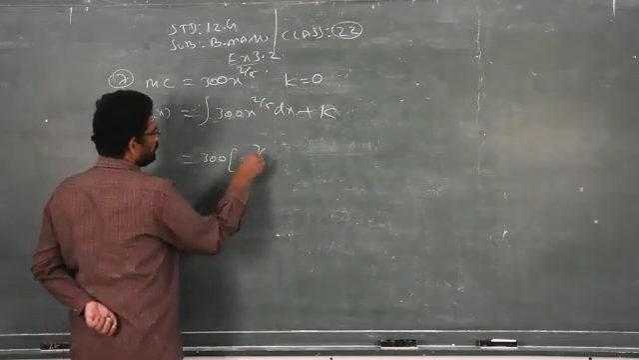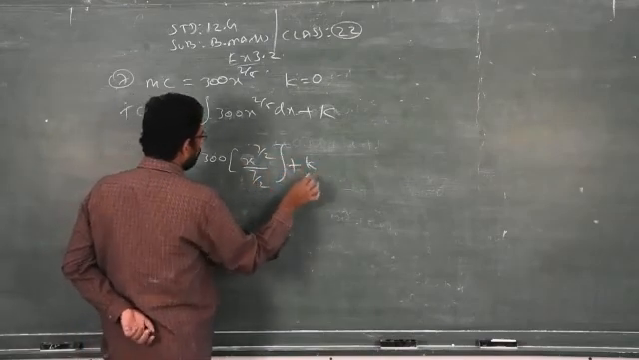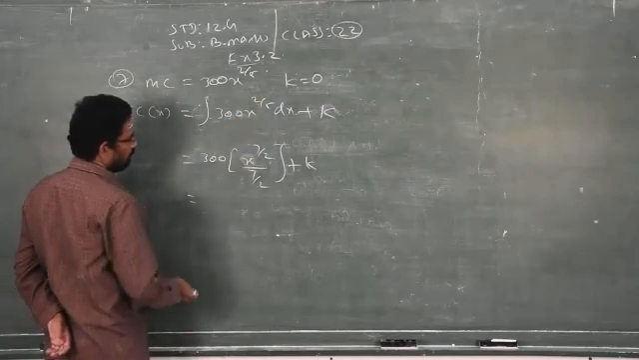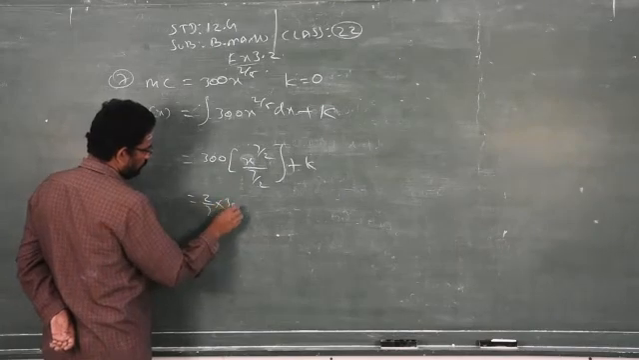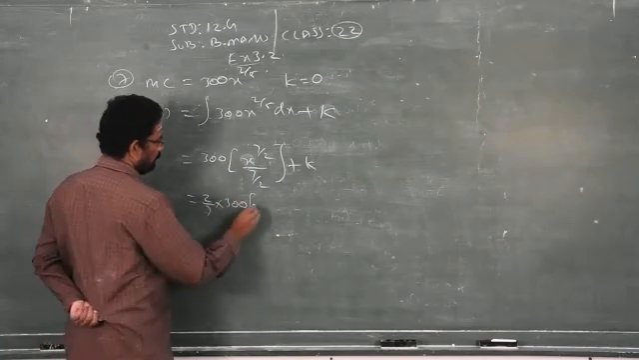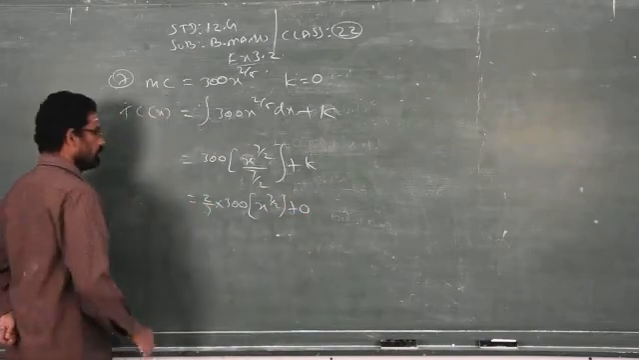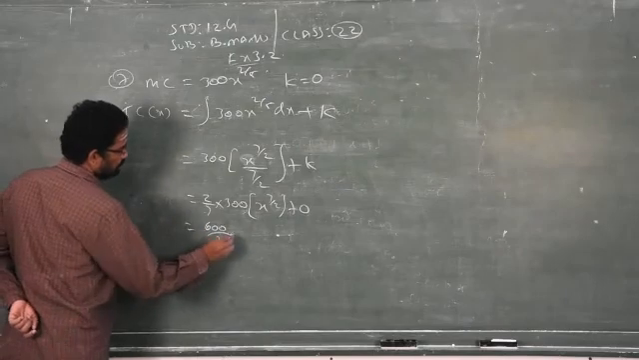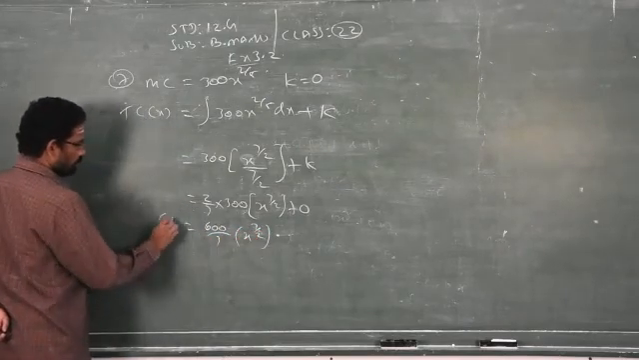So what will be the answer? x power 7 by 2 by 7 by 2 plus k. You have to add 1 to the power. So you will get x power 7 by 2. So take the reciprocal, 2 by 7 into 300 x power 7 by 2 plus 0. So this is your cost function. So 600 by 7 x power 7 by 2. This is your cost function.